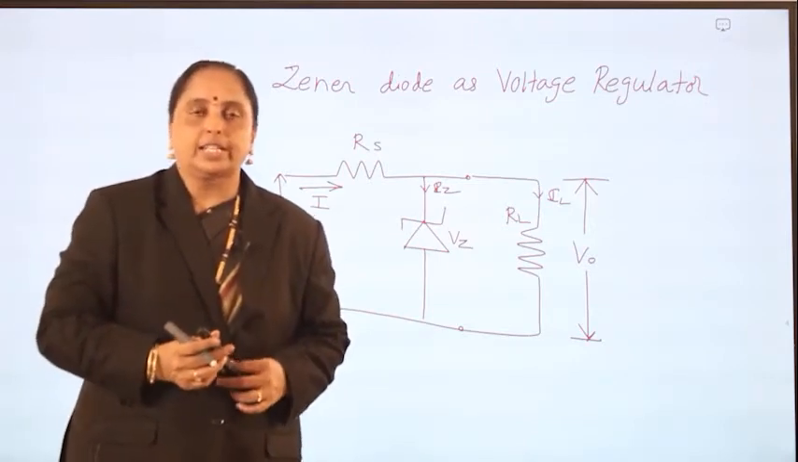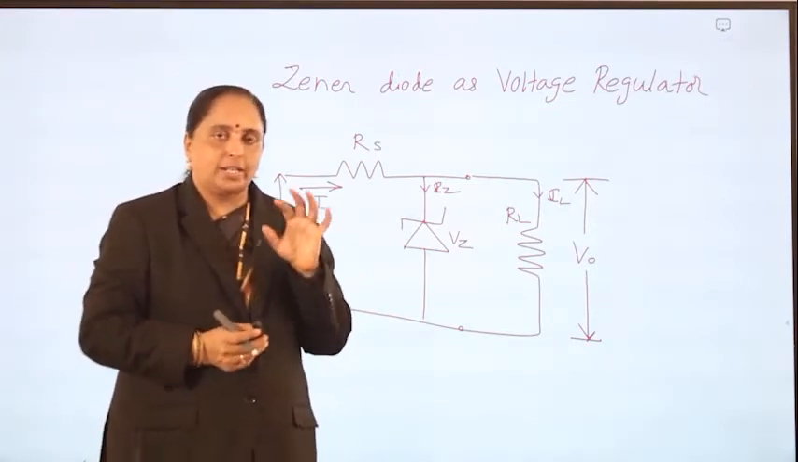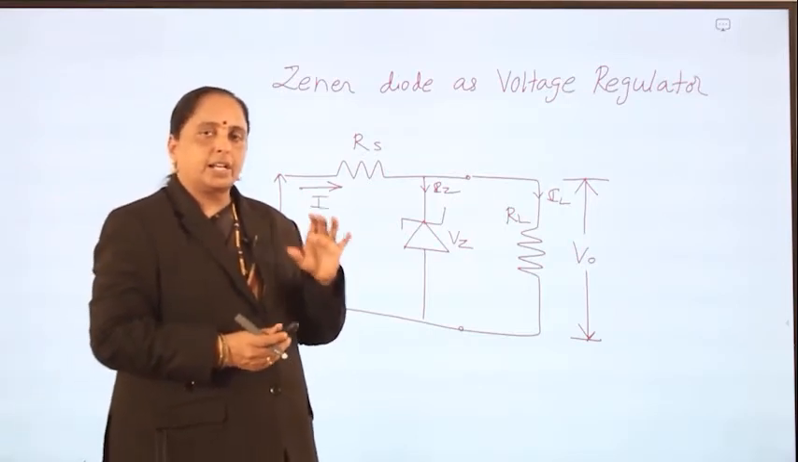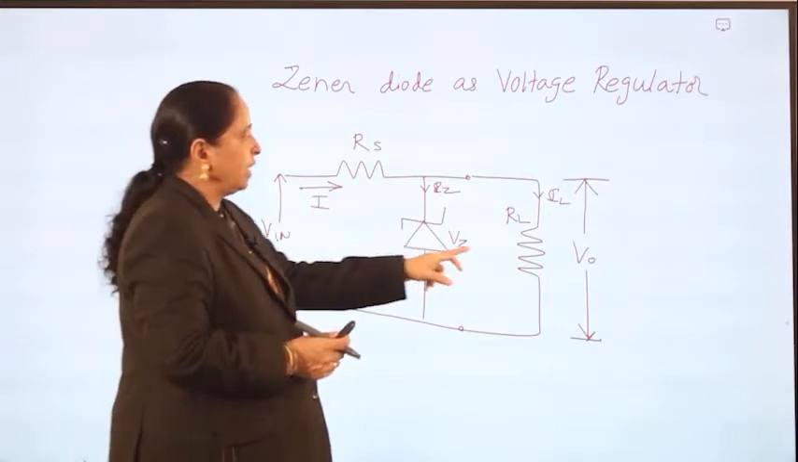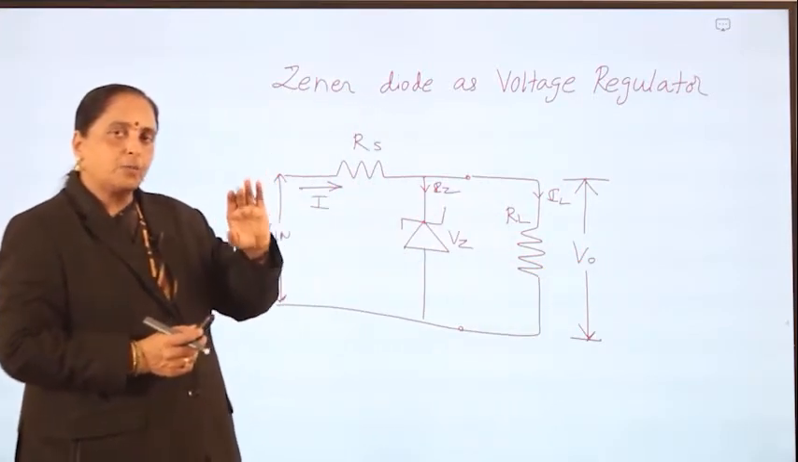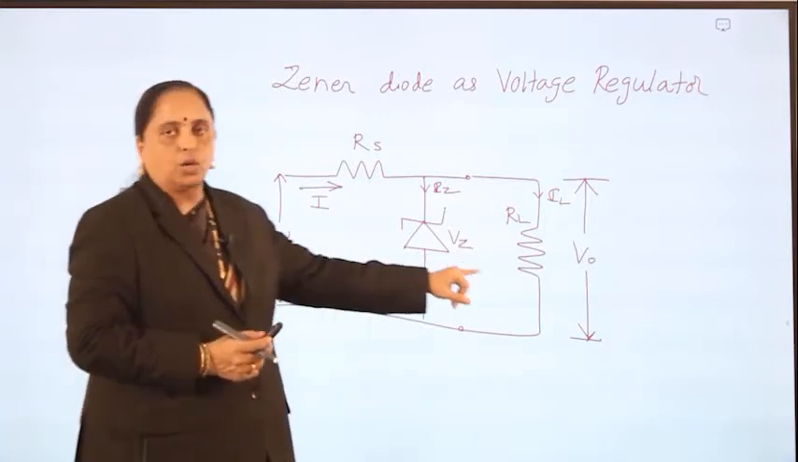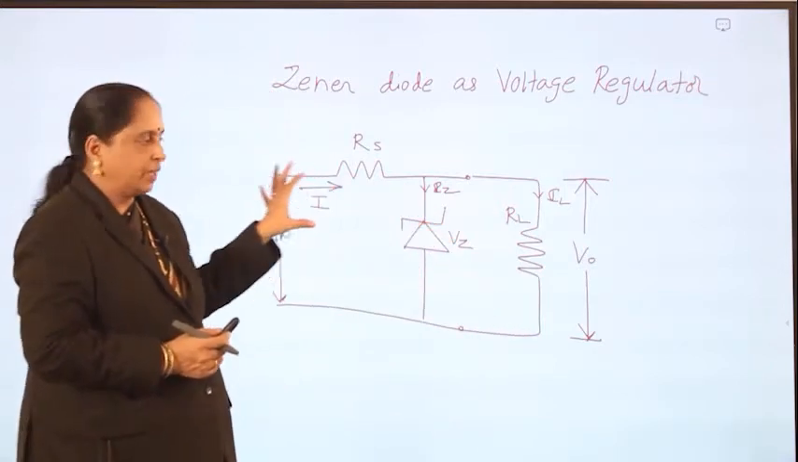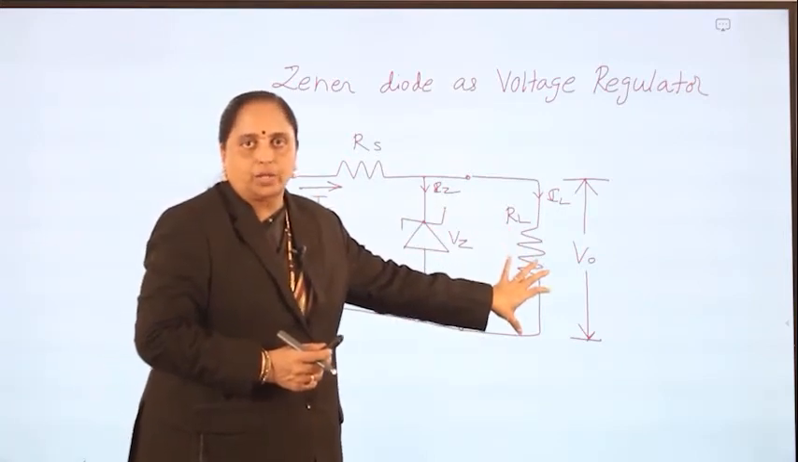Zener acts as a voltage regulator. First of all, let us study what a voltage regulator is. A regulator is a circuit which will maintain a constant output voltage in spite of changes in the supply or load. Because see here, the zener diode is connected between a source and a load.